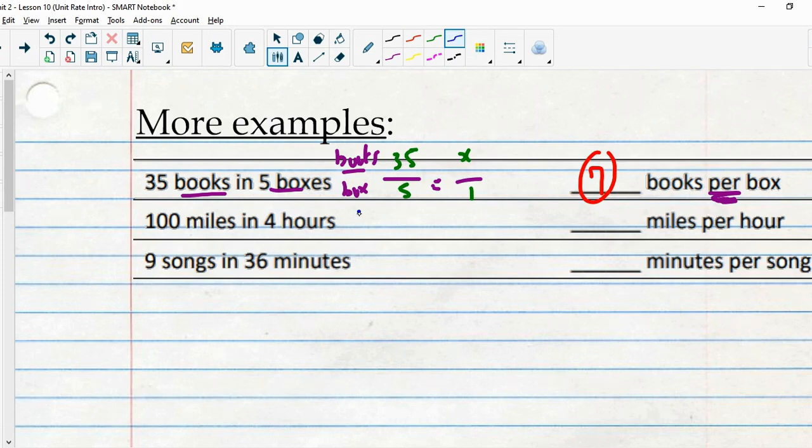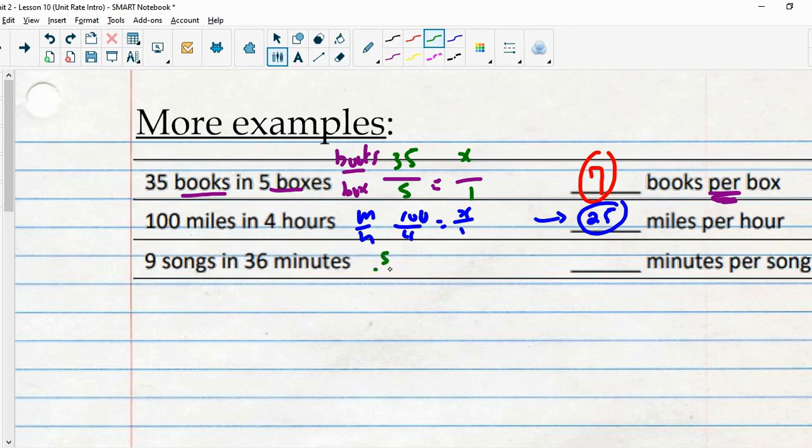Okay, and we're back. So this is miles per hour. 100 miles in 4 hours. How many miles per hour? The answer is 25. Not very fast. That's the speed limit on a regular pedestrian street, by the way. Anything faster, you get a ticket. So last one.